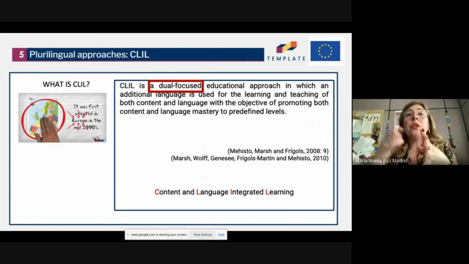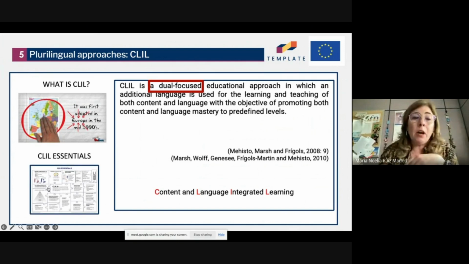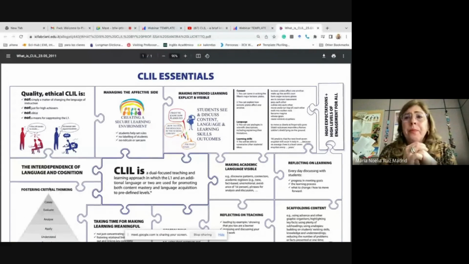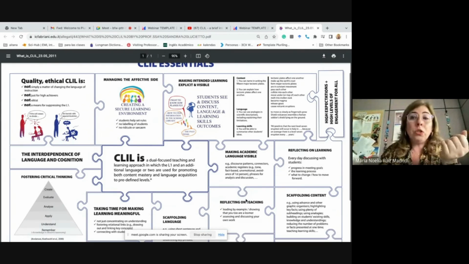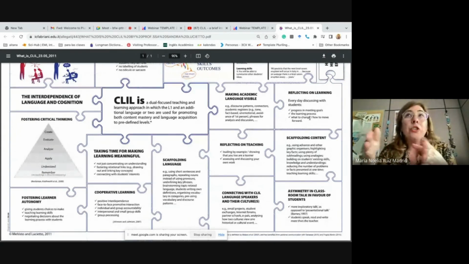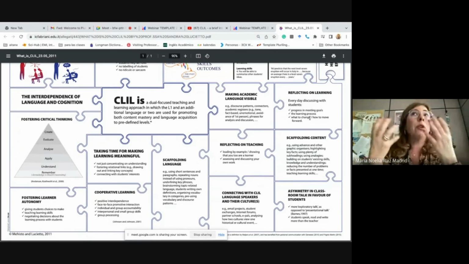Okay, this CLIL approach has also been transferred to university contexts, and it has been known as English as a medium of instruction or integrated content and language in higher education, okay? And it's a very complex construct, let's say, because we do not only cater for content and language, but it also involves an affective side, because we have to create a secure learning environment, or we have to focus on the academic language and see how this academic language should be introduced or taught or made salient in the materials we design. And also CLIL makes teachers and students reflect on their own learning, because learning content and language is not the same as learning only content through your L1, okay?